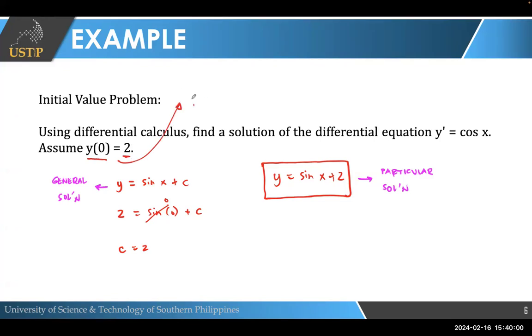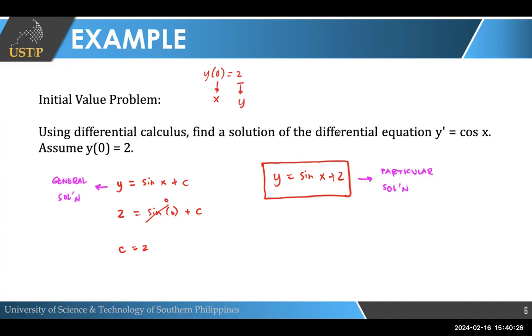y is dependent on x, no? So if you rewrite that into notation, it is y of x. Okay? So y of x is equal to 2, y of 0 is equal to 2. Meaning, what is enclosed in the parentheses is the x value, and this is your y value. Okay? Let me rewrite it. This is your x value, and this is your y value.